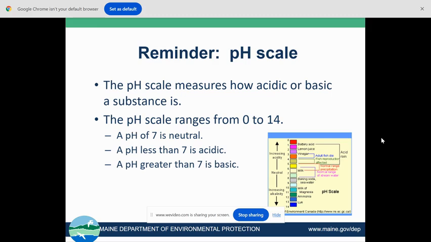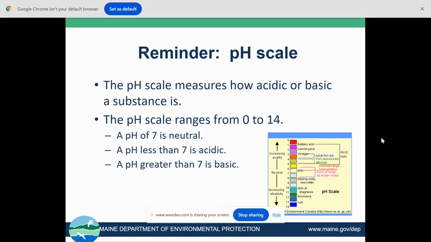And I just wanted to give you a reminder about the pH scale. This is what we finished with right before spring break. And remember that the pH scale is something that measures how acidic or basic a substance is. So the lower the numbers on the pH scale, the more acidic. The higher the numbers on the pH scale, the more basic. If the pH is 7, that's neutral. So something like water would be neutral.